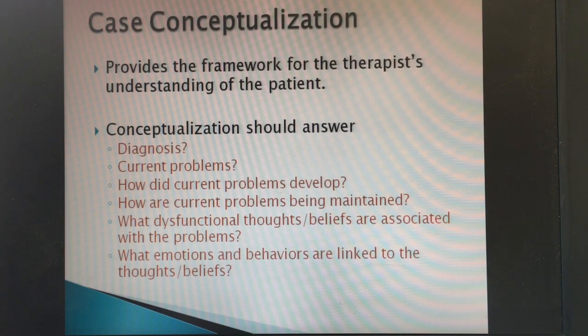In CBT, you also want to look at how current problems are being maintained. A lot of times you'll see a loop where the problem itself is causing some type of issue, but that issue is also maintaining the problem. For example, a common one with depression would be the patient who's depressed and is saying no to any invitations that they get from friends, and they're staying inside.